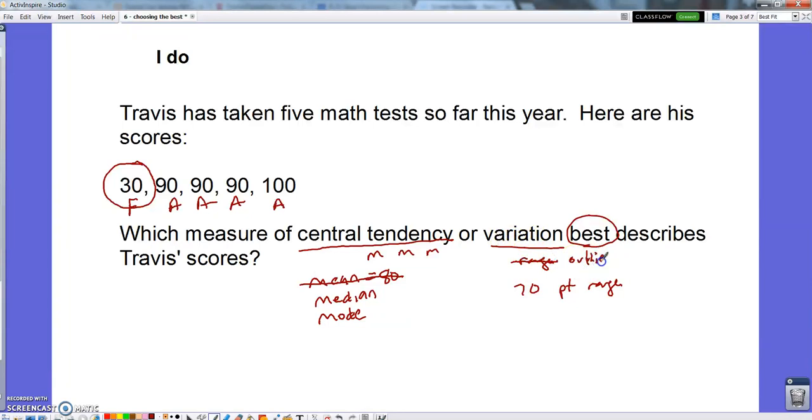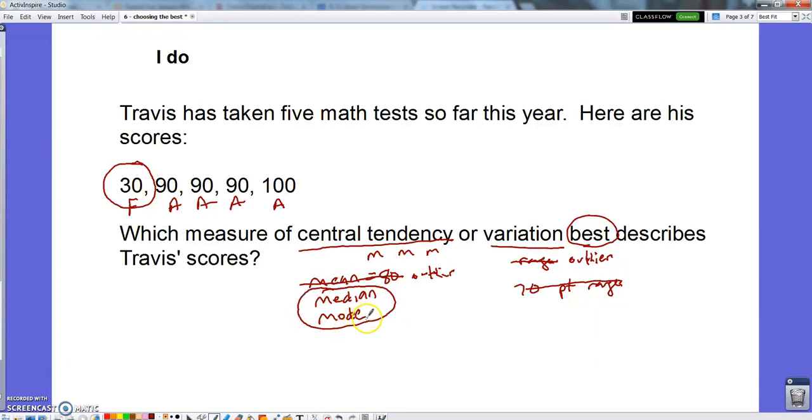It's not to say if you're asked to give it, you shouldn't give it. But when you have an outlier, mean and range just get really skewed, and they're not good answers to the question. So if you see an outlier, your best answers are going to be median and/or mode.